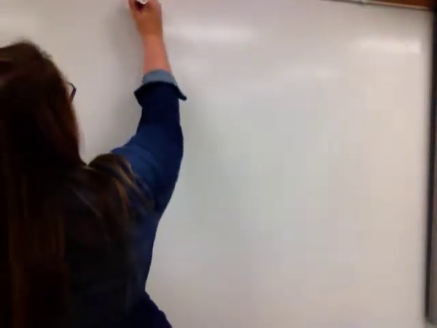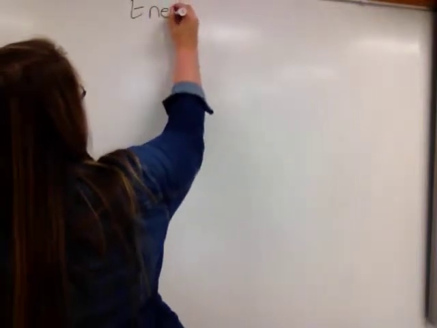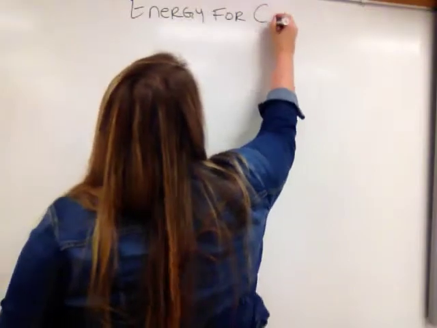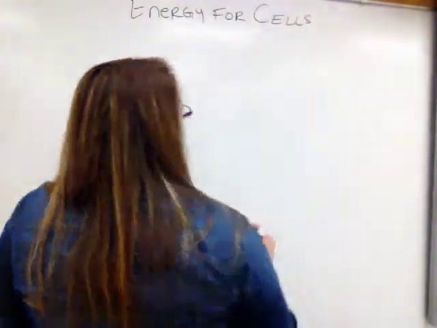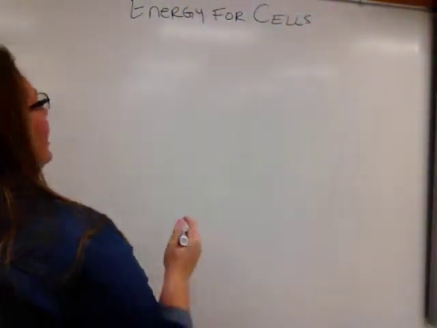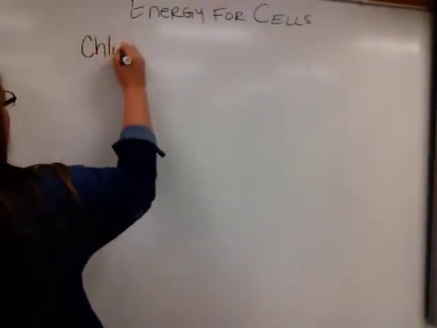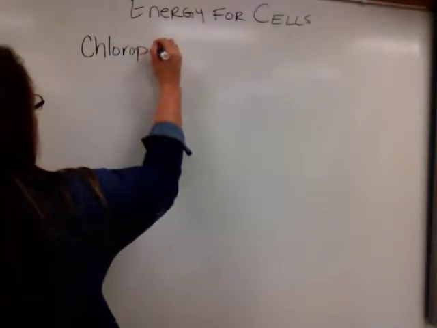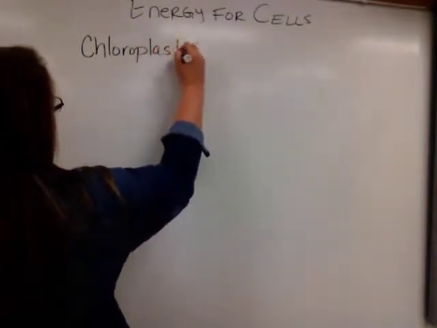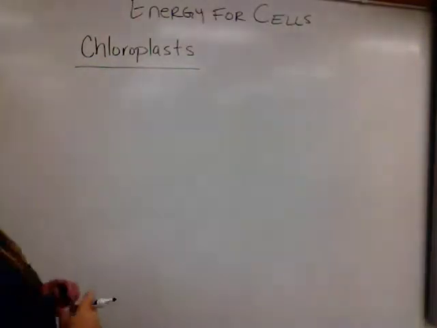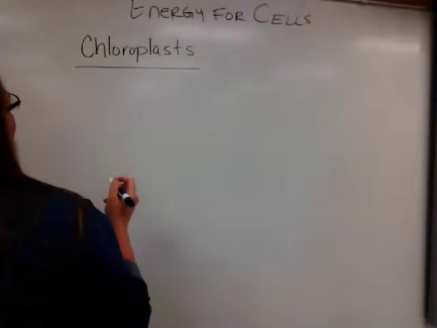Okay, today guys we're going to talk about energy for cells. And when we talk about energy for cells, we're going to be dealing with two particular organelles. The first one is, just like when we were covering ecology, we're going to have to look at the primary source of energy. And so the primary source of energy is going to be harnessed from the sun. And in order to do that, we need chloroplasts.